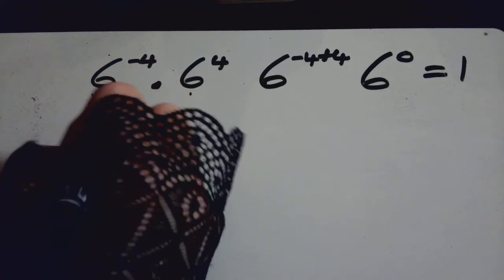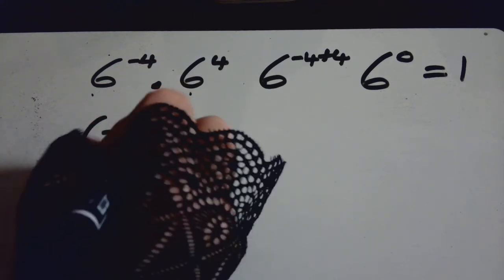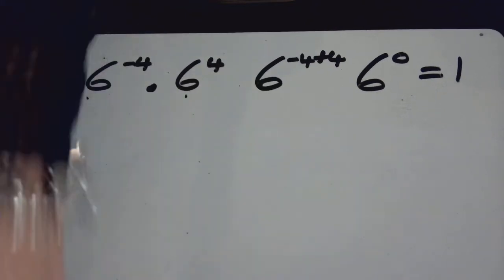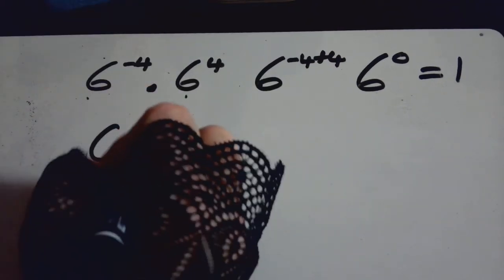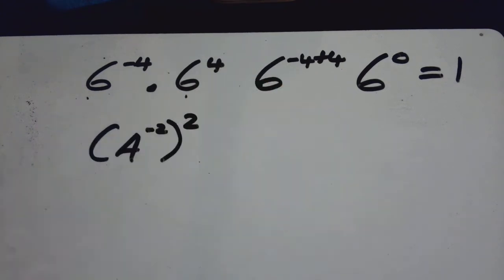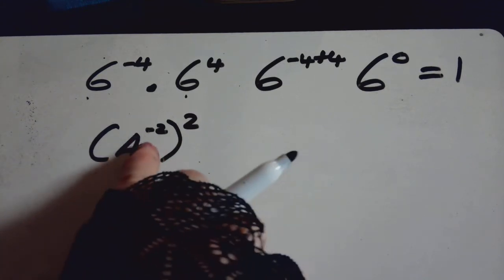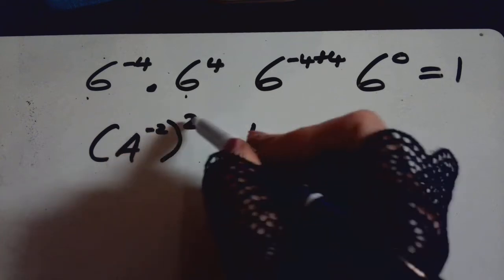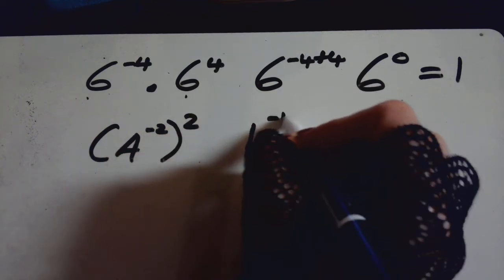So let's try this one. Actually, I wrote it wrong. Let me try this first. 4 raised to the -2 and then raised to the second power. So that's a power raised to a power. So the first thing you do is multiply. So now I'm going to have 4 to the -2 times 2, which is -4.